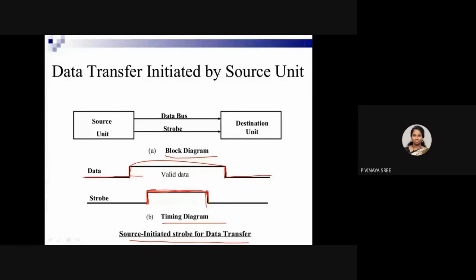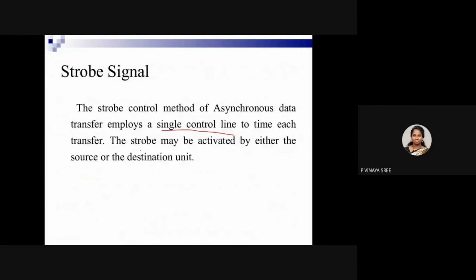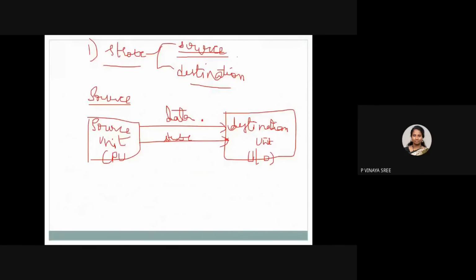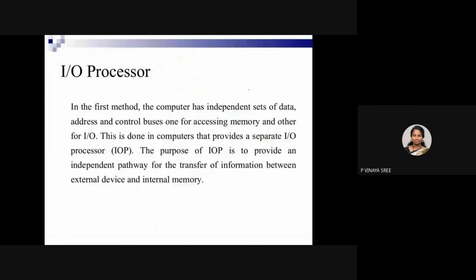This is source initiated. I already said that strobe has two techniques: one is source initiated and the other one is destination initiated. See here, this one is a destination initiated data transfer. Listen here, as usual, we have a source unit and a destination unit. Here also we have a source unit and a destination unit.